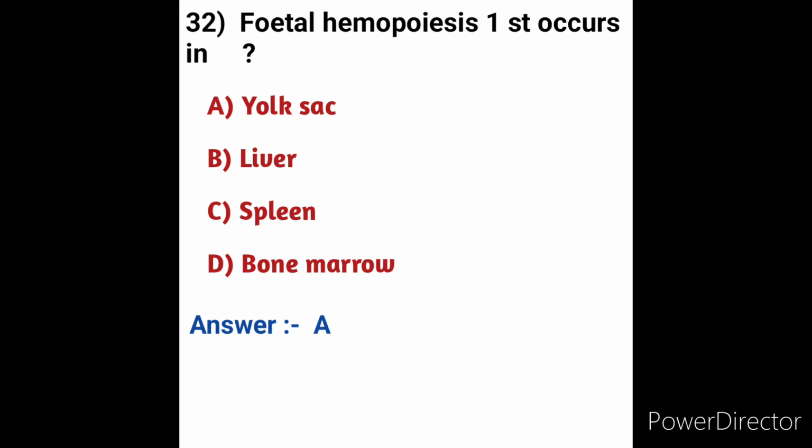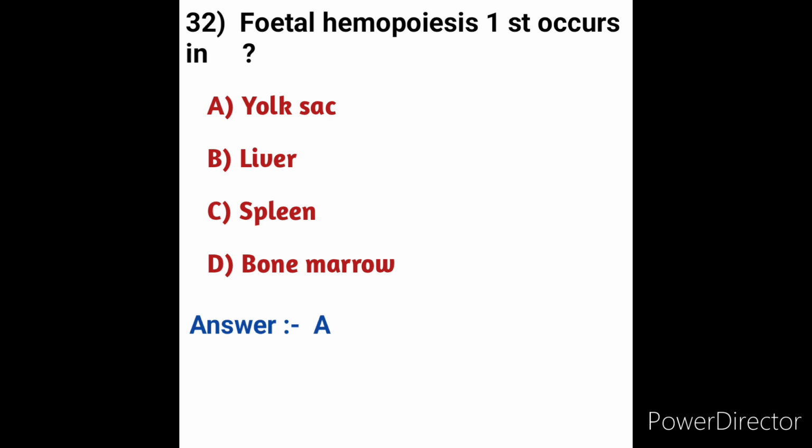The 32nd question. Fetal hemopoiesis first occurs in option A, yolk sac, option B, liver, option C, spleen, and option D, bone marrow. Fetal hemopoiesis means the formation of new blood cells. Okay friends, hemopoiesis means the formation of new blood cells, and fetal hemopoiesis means the formation of new blood cells in the fetus.